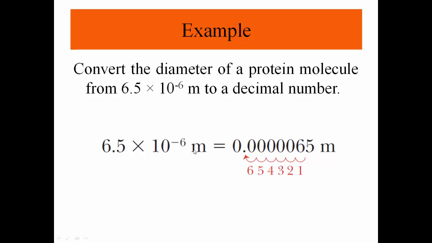Let's have another example. Convert the diameter of the protein molecule from 6.5 times 10 power minus 6 meter to a decimal number. So we have 6.5 times 10 power minus 6 meter. So we need to move the decimal point by 6 places. So we have 0.0000065, 1, 2, 3, 4, 5, 6. So that's the number in a normal form. So as you see here, we have two significant figures. And on the right hand side, we have two significant figures as well.